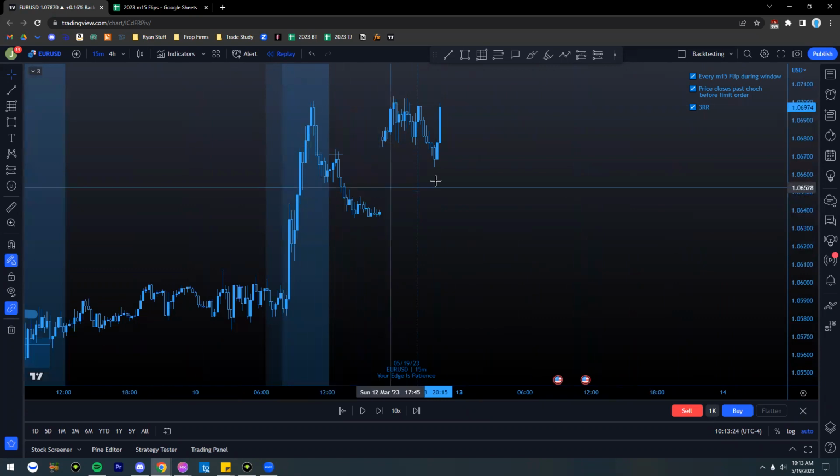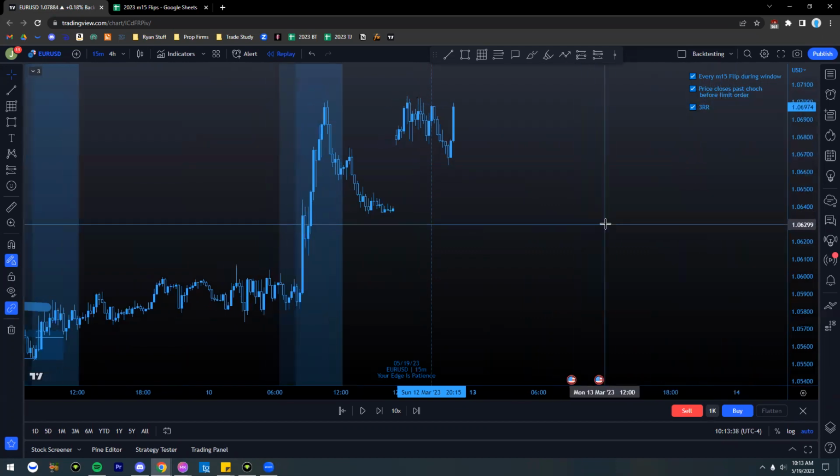So I'm just gonna stick to the 15-minute. I have my checklist up here, guys. I'm gonna look specifically during this window for 15-minute flip plays. I'm gonna wait for price to close past the change of character line before putting in my limit order, and I'm only testing 3R today.